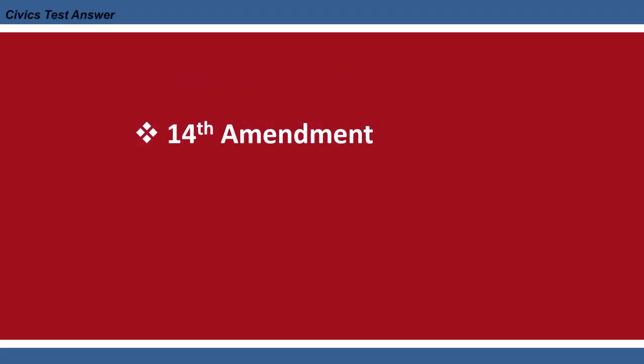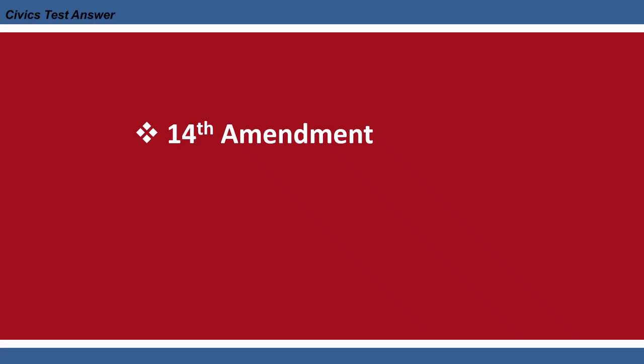The 14th Amendment. The 14th change made to the Constitution added the law that people born in the United States under U.S. jurisdiction are citizens from birth. The 14th Amendment also says that people who naturalize as U.S. citizens have many privileges that cannot be taken away by any state or local government.